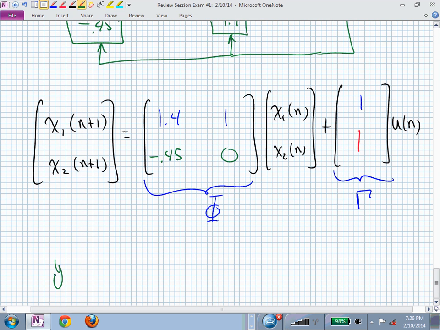And what's my output equation? I only have one output, but I could make 3 or 4 outputs, couldn't I? That would just allow me to have more rows in my output matrix. I have one output. That means that I must only have one row in my output matrix, but I have to have how many columns? I have to have as many columns as I have state variables, which is 2.